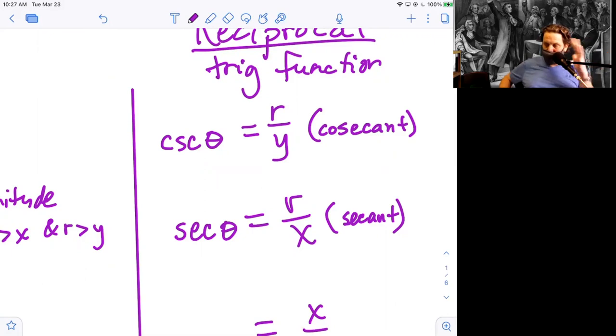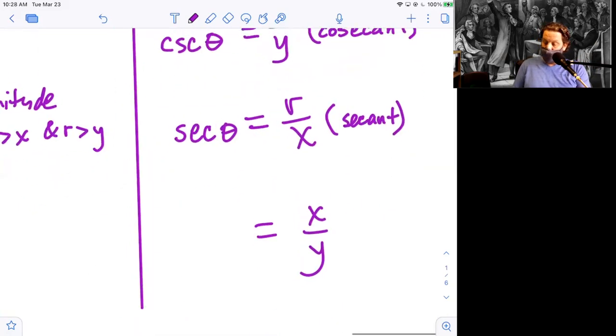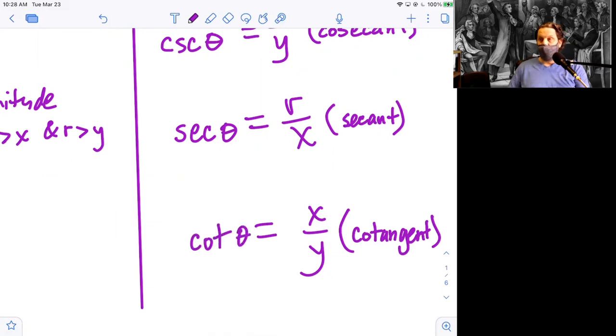I use lowercase for the 3-letter abbreviation. You can use uppercase if that's more comfortable. And then we have the reciprocal of tangent, x over y, which is cotangent. And anyone want to guess what we abbreviate cotangent? 3 letters? COT. Good. Cot of theta.